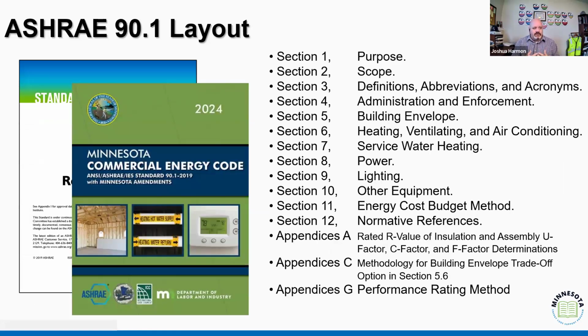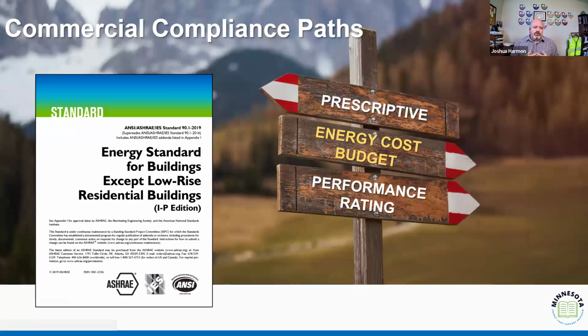So when we start to move into what the state adopted, appendices A, C, and G, A is going to be the R value determinations, the methodology for building trade-offs, and then the performance rating standards. So when we really boil it all down, how do we simplify our compliance paths? Because I know that's one of those conversations I have all the time and hear a lot from people: how do I simplify? How do I explain this to someone? Well, it comes down to three basic alternatives. We have prescriptive compliance, we have energy cost budget compliance, and then we have performance rating of our buildings in the context of the ASHRAE standard and the Minnesota Commercial Code.